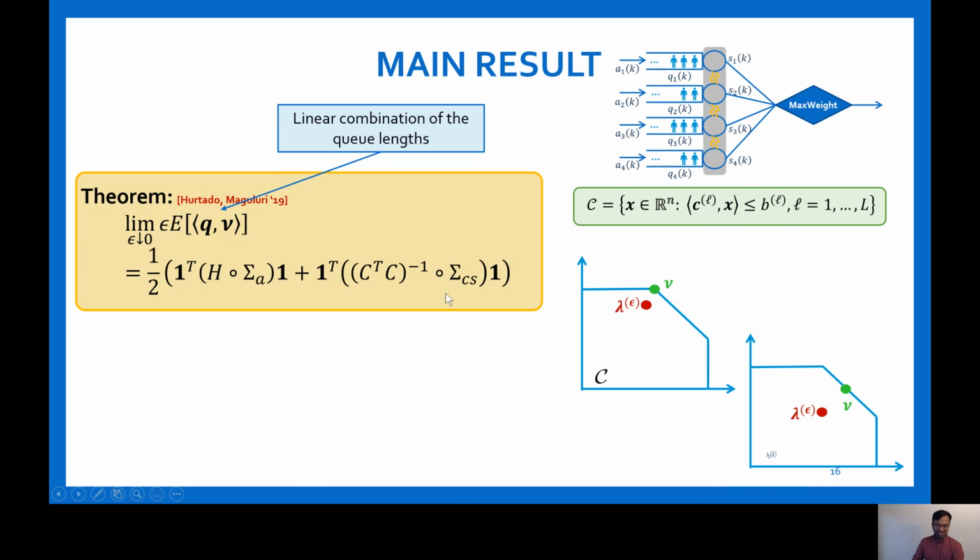On the right-hand side, there are two terms. The first term depends on... the main thing you should notice is there is the sigma A here and sigma CS.